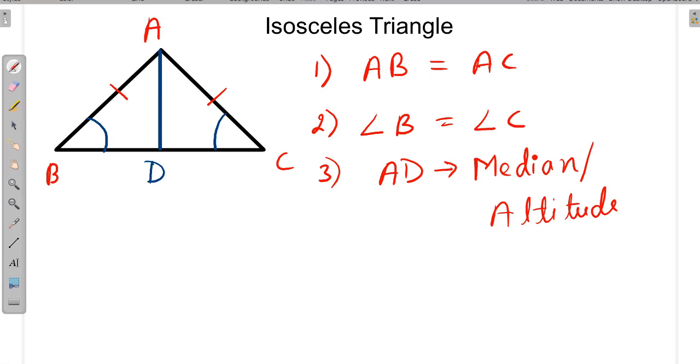If I draw a line from vertex B, this is the altitude and this is the median, so it is not possible for vertex B. Similarly, it is not possible for vertex C. But from vertex A, which is the vertex where both equal sides are joined, if I draw a line, this is the median and altitude. But from vertex B, this is the altitude and this is the median, which are not the same. Similarly for vertex C.